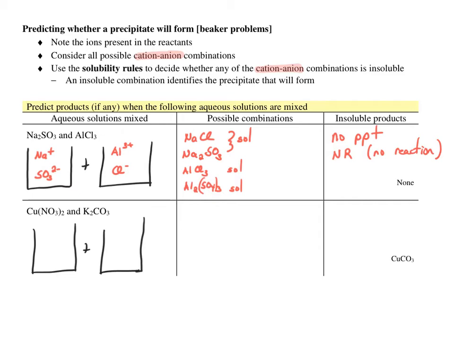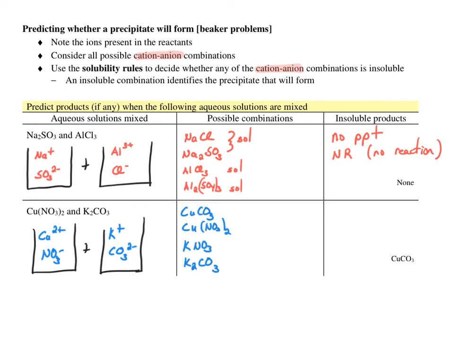Next problem. We identify the ions in solution. We have copper 2+ and nitrate in the first aqueous solution. The second aqueous solution has potassium ions and carbonate ions. Let's write all the possible cation to anion combinations.